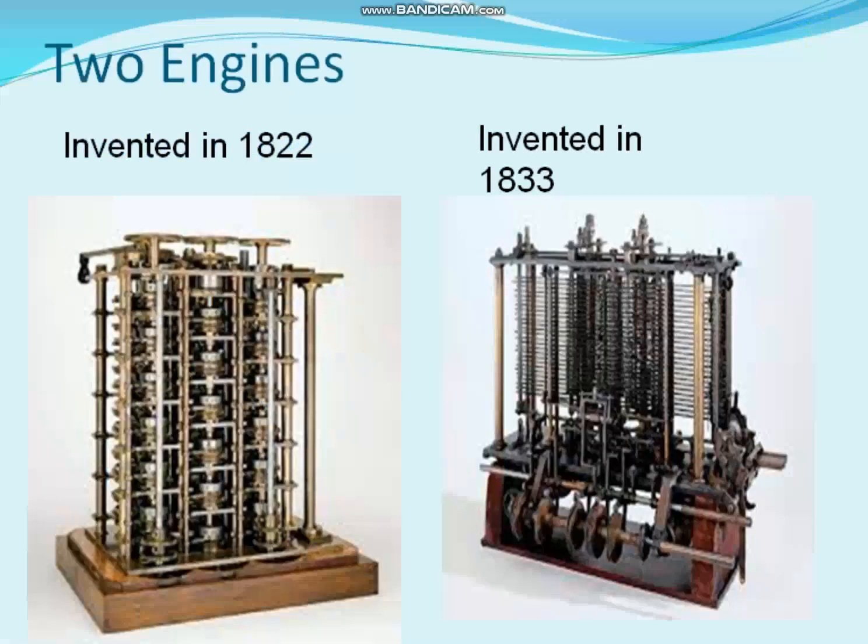You can see the picture. The first is the picture of the difference engine and the other one is the picture of the analytical engine. Difference engine was invented in 1822 and analytical engine was invented in 1833. The difference between the two was that the analytical engine can store the results. So that was the difference, but in the difference engine there was no storage of results.